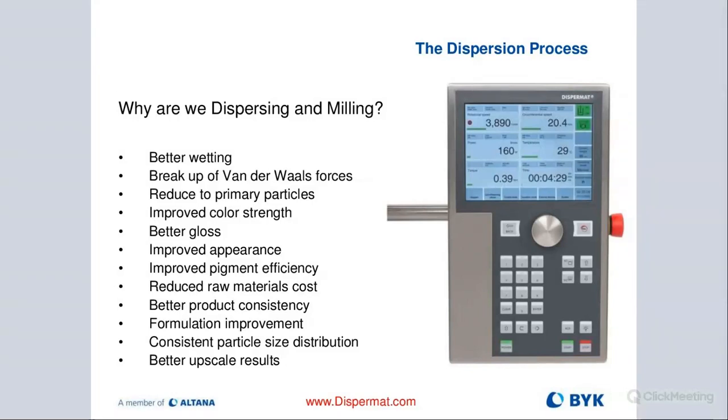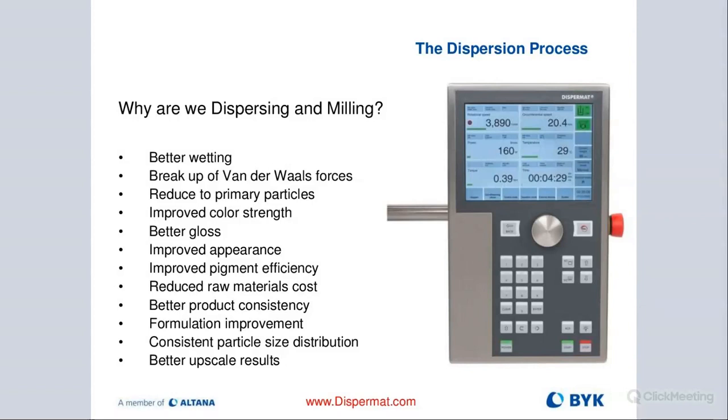And all we want to do when we are dispersing and milling is really just break up these binding forces. That's all we want to do. We don't want to destroy any particles. We just want to break up these invisible binding forces and reduce them back to the primary particle size. That's the idea when we are milling. So that will then lead us to a much better looking product. That gives us stronger color, better gloss, and overall improved appearance.